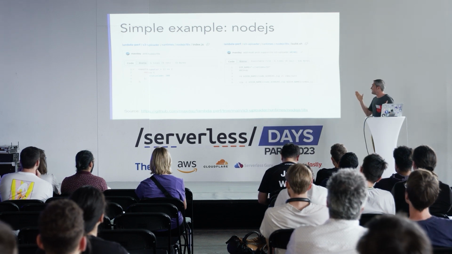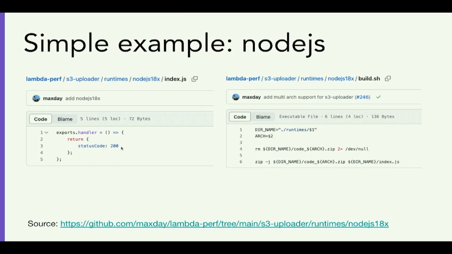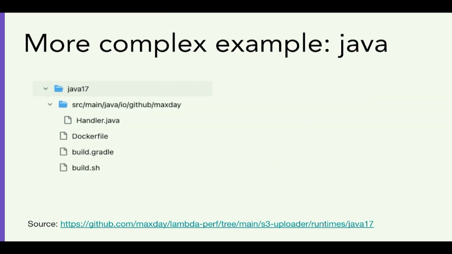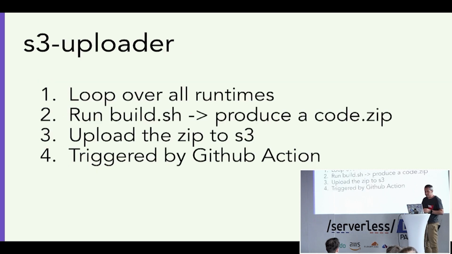So for Node.js, a very simple example. We export the handler, we return status code 200. So that's the benchmark. For Node.js, really simple. For Python, it's really simple as well. But for Java, you need to compile it. So basically, you need to have a handler, and to be able to compile it for ARM and x86, I chose to Dockerize it, so GitHub Actions would be able to build different architectures. Everything is available on GitHub.